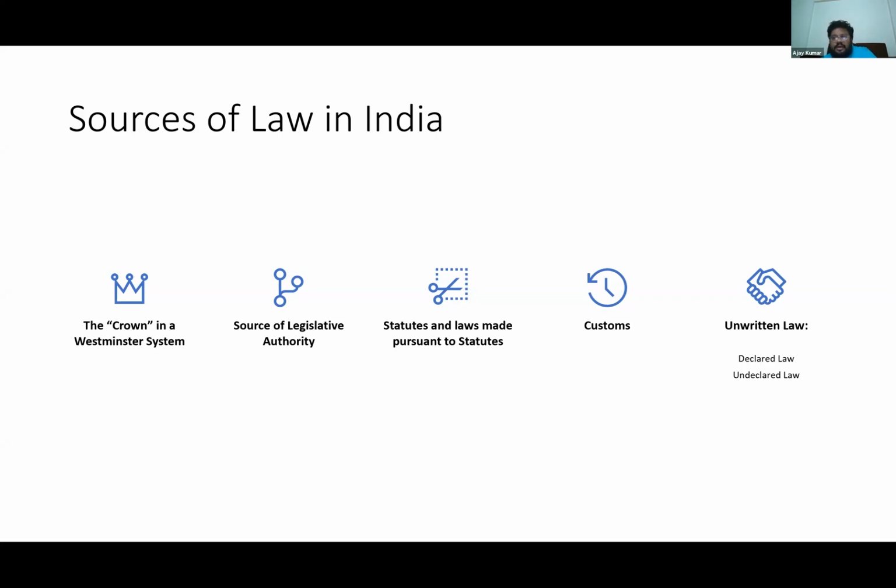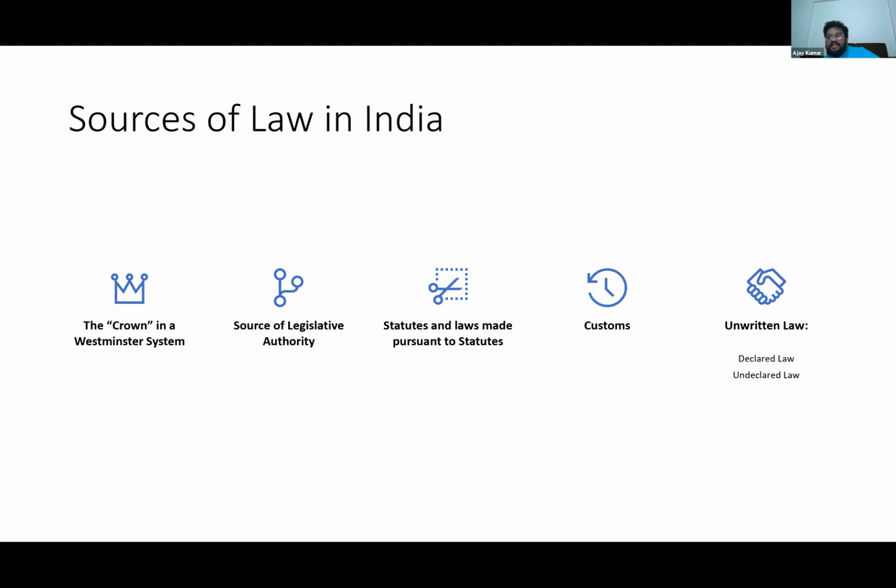Then there is also the power of parliament to give effect to treaties and international arrangements, which it can do notwithstanding anything that is within the domain of the states. And there are also some strange provisions by which two or more states may by consent ask parliament to make a law for them. So the source of legislative authority comes from this.